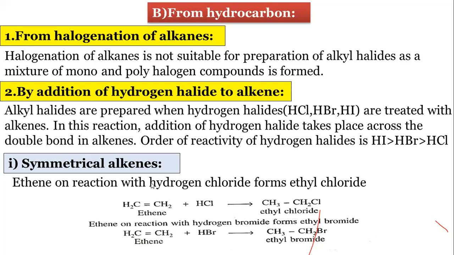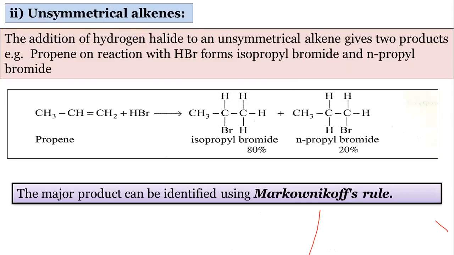In case of unsymmetrical alkenes, I will give an example here. See the double bond here, this group and this group are different. This is CH2 and this is CH3CH. That's why this is an unsymmetrical alkene. The name is propene.